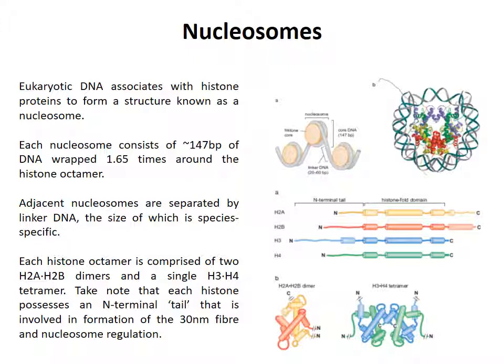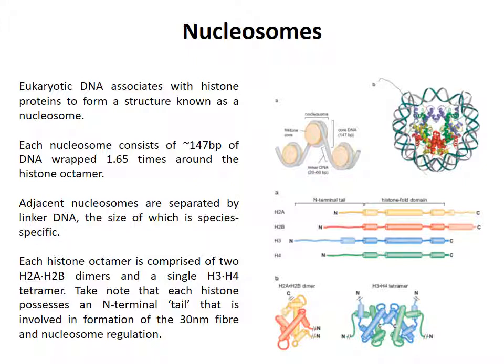So eukaryotic DNA associates with a conserved family of small proteins known as histones, and together the association of DNA with these histone proteins forms structures which are known as nucleosomes. So the nucleosomes in the beads on a string image I showed you in the previous slide would represent the beads, and they are in fact disc-like structures comprised of histone proteins around which the DNA wraps itself.